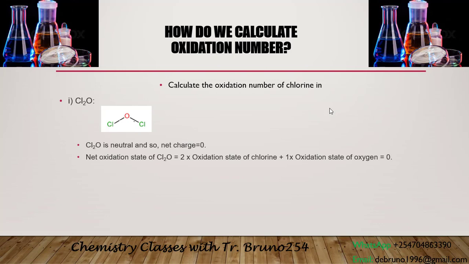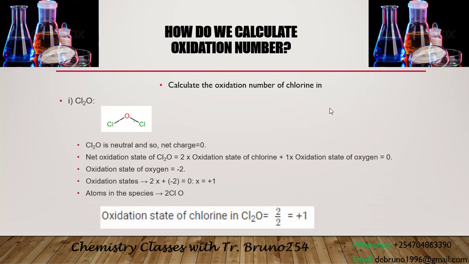the oxidation state of oxygen. The oxidation state of oxygen is, as we said earlier, -2. Therefore, we get 2x plus -2 equated to 0. And therefore, if you divide both sides by 2, you get x equal to +1. And therefore, you know that the oxidation state of chlorine is now +1.